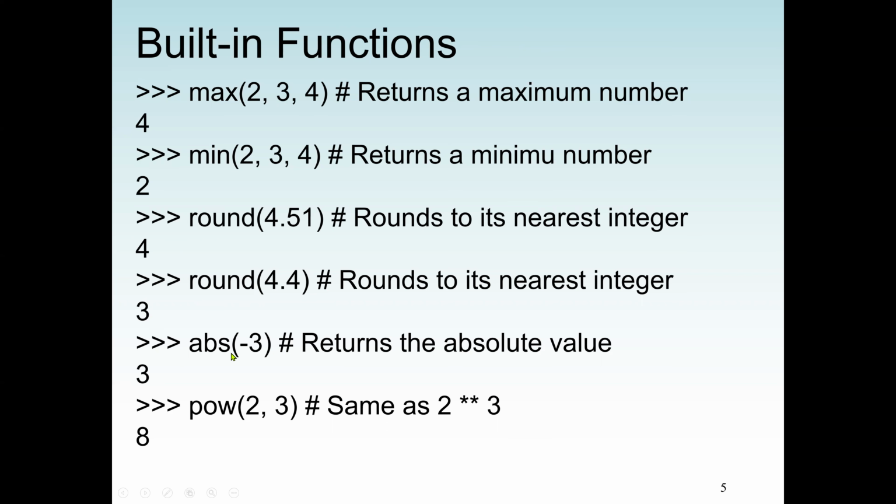Now, we find the absolute value of -3. The answer will be +3. Now, pow(2, 3) means 2 to the power 3, so the answer will be 8. Same as writing 2 to the power 3.